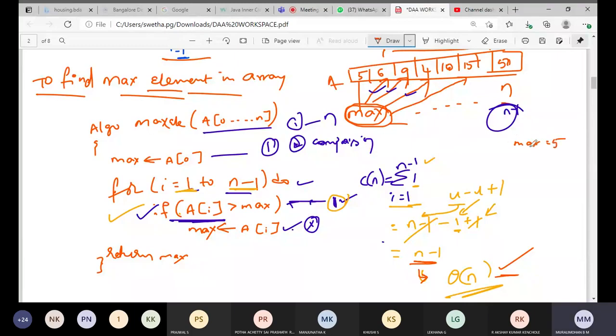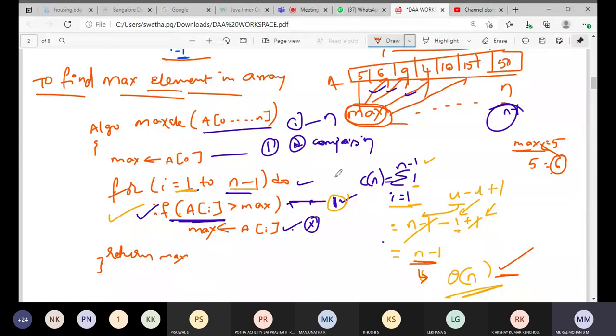Next we compare this max with A of 1. That is, we compare this 5 with A of 1. A of 1 is greater than the max value, so we store A of 1, that is 6, into max, right? This is the logic of finding the maximum element in an array using a linear approach, right?